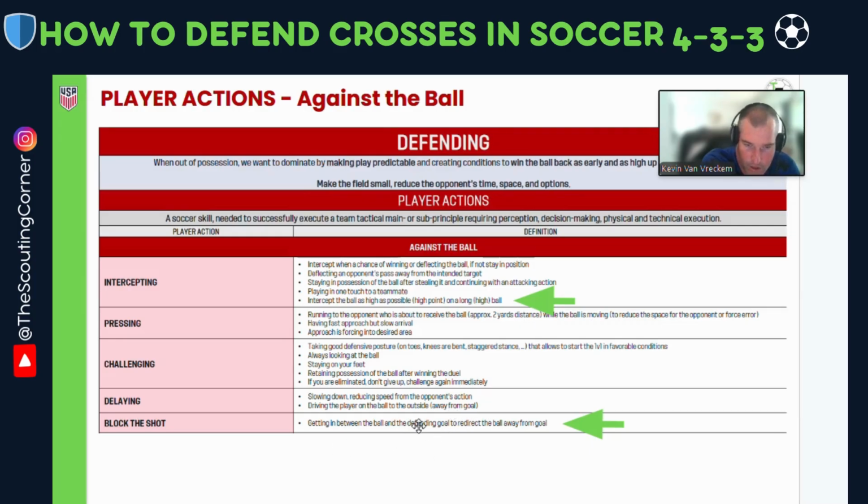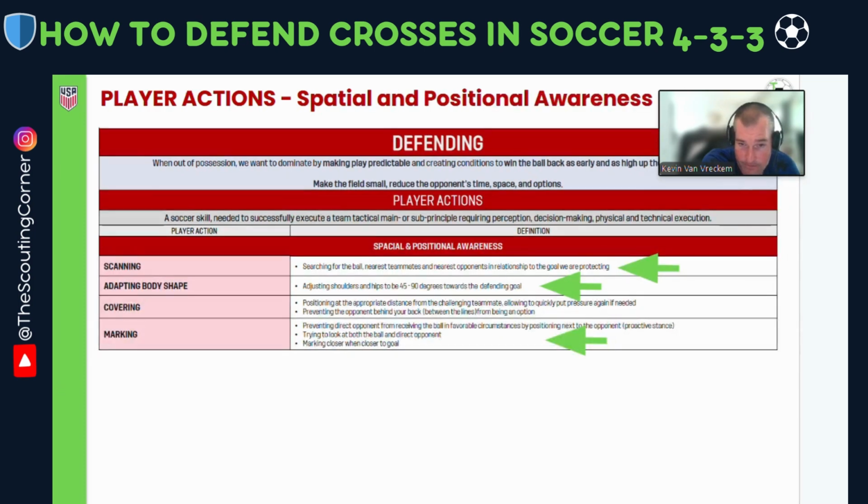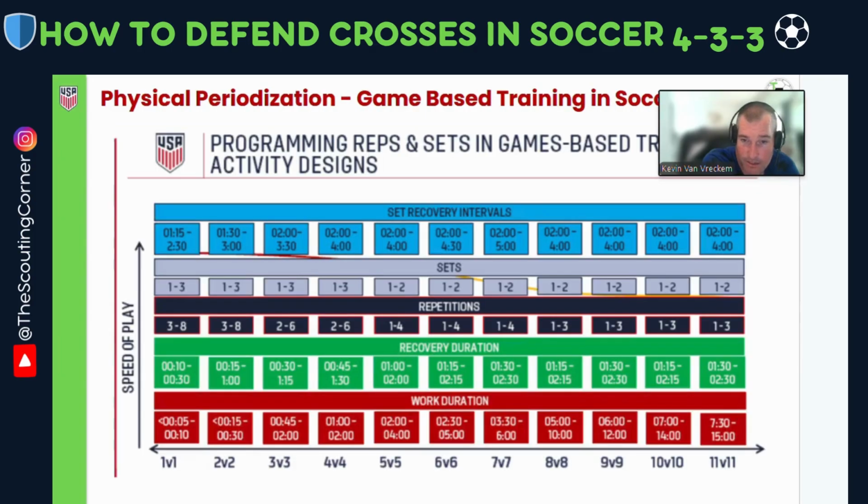So getting in between the ball and a defending goal to redirect the ball away from goal, which is basically blocking the shot. It's adopting a body shape. One example was where the defender turned his back to the ball on a cross, so he didn't know where the ball was being played to. He only had eyes for the player, so that split vision really comes into play.